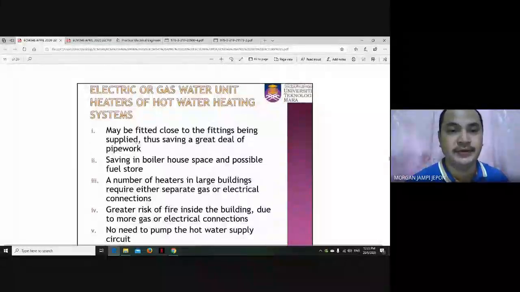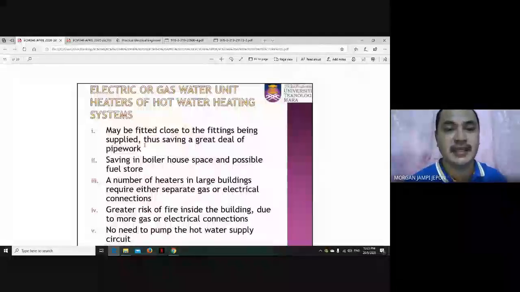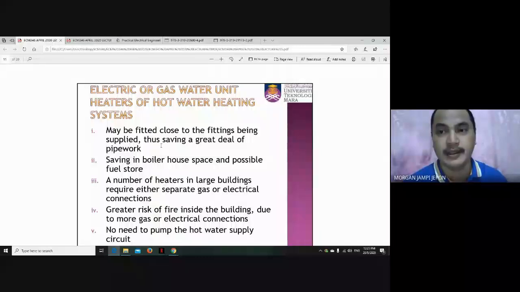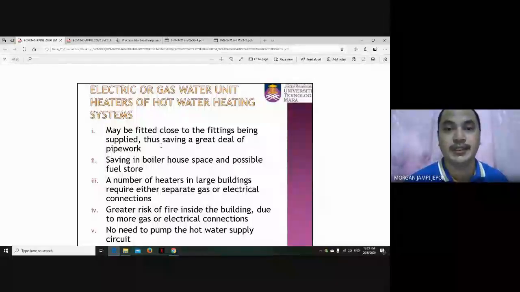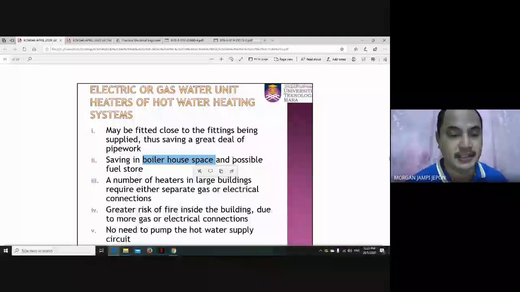So an electric or gas water unit heater or hot water heating system may also supply instead of the boiler. For a small building like a 3-story, we may use a unit water heater, like the one that we have at home in our bathroom. That is called a unit water heater. This can save boiler space as well as the installation and maintenance.